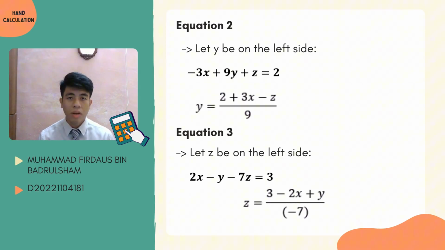Okay, let's continue to the second equation. This time, we need to let y be on the left side. So the second equation is negative 3x plus 9y plus z equals 2. And when we let y be on the left side, it will be y equals 2 plus 3x minus z over 9. And for equation 3, let z be on the left side. The third equation is 2x minus y minus 7z equals 3. And when we let z be on the left side, it will be z equals 3 minus 2x plus y over negative 7.